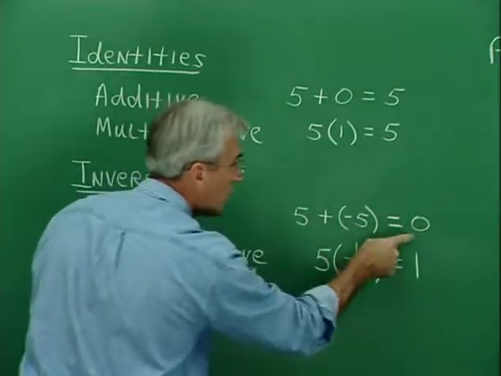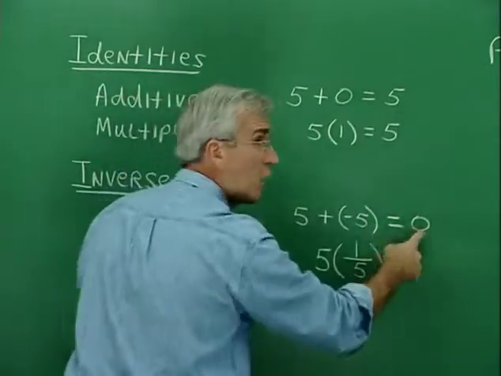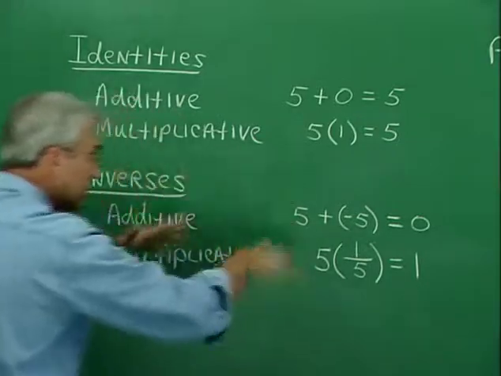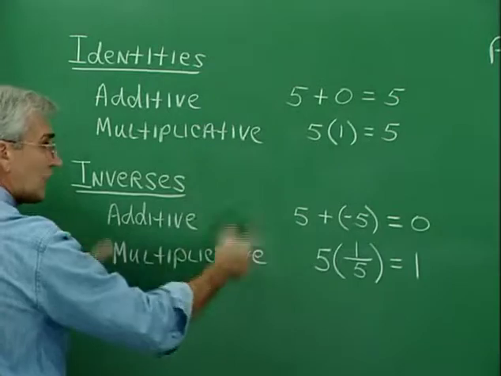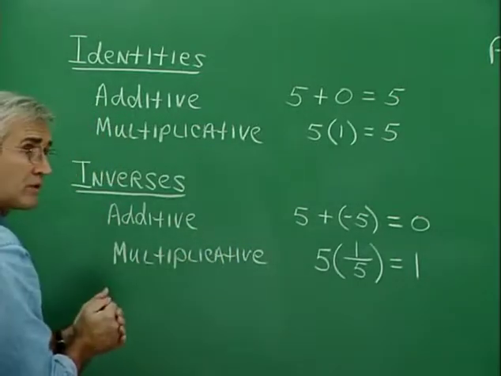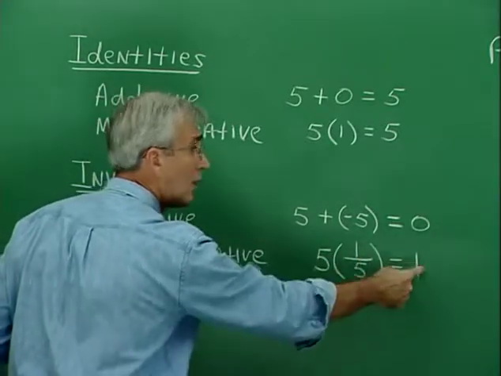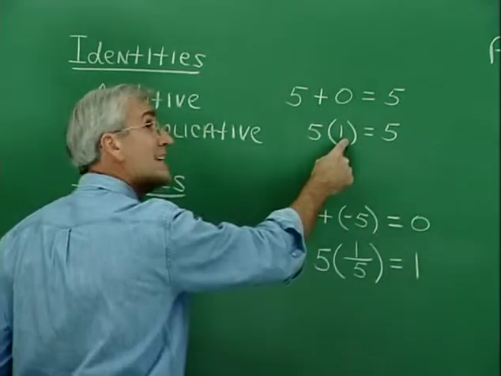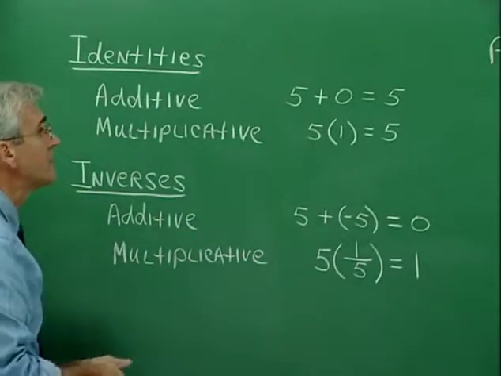Notice that 0 is the additive identity element. And in that way, the inverses and the identities are related. In a similar way, we have a multiplicative inverse element involved with all of our real numbers, and it's nothing more than the reciprocal. We take a real number and we multiply times its reciprocal, and we always get 1. And 1 turns out to be the multiplicative identity element. So again, that relationship between inverses and identities.